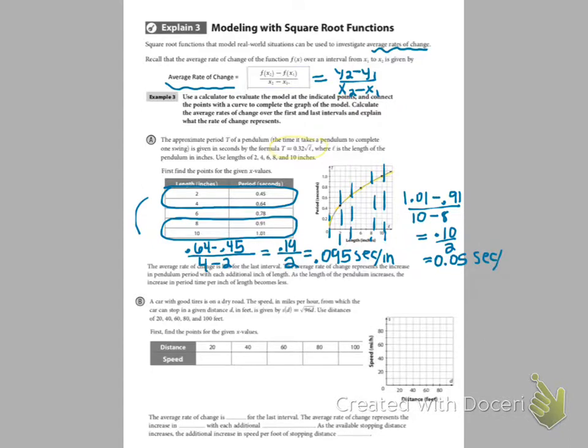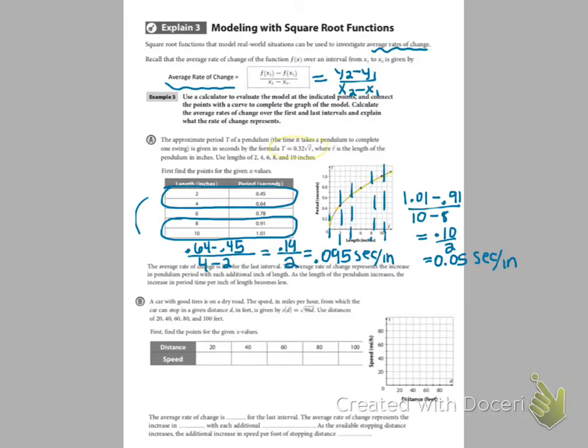So about 5 hundredths of a second per inch, versus in that first interval, it was 95 thousandths of a second per inch. So almost 1/10.